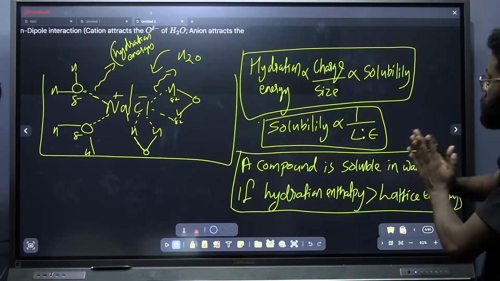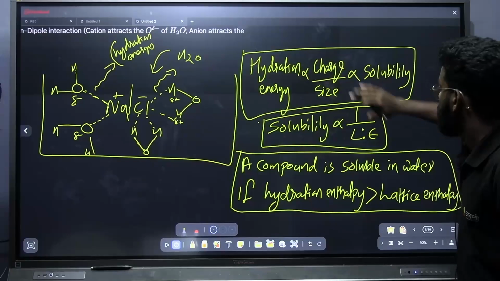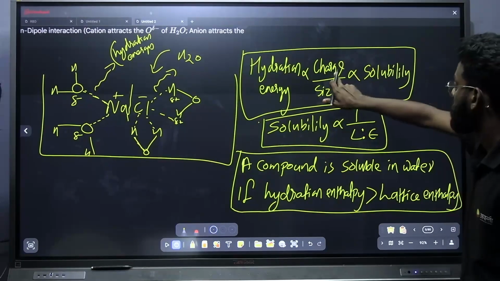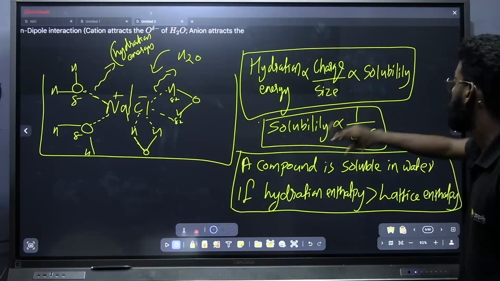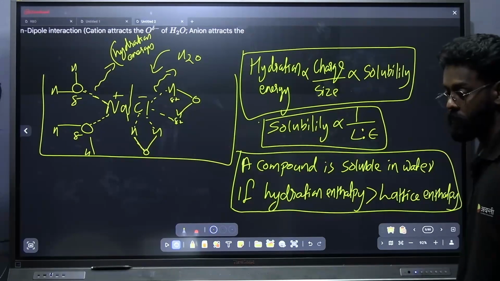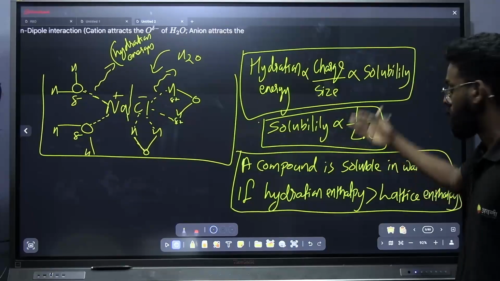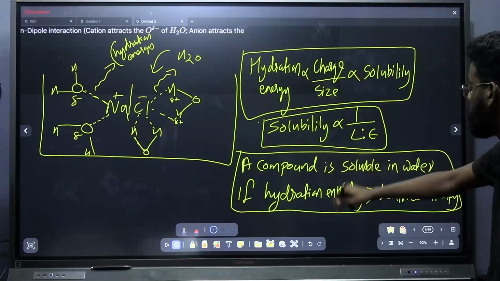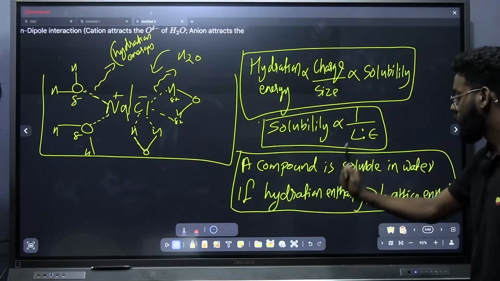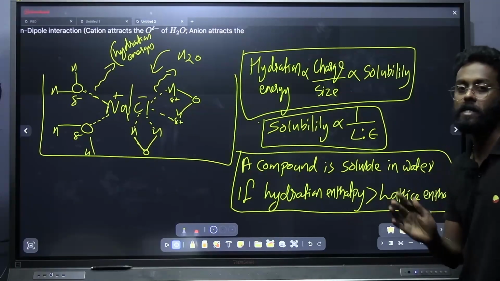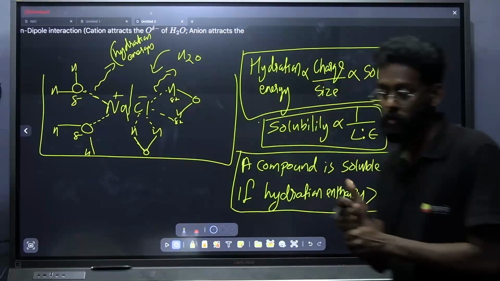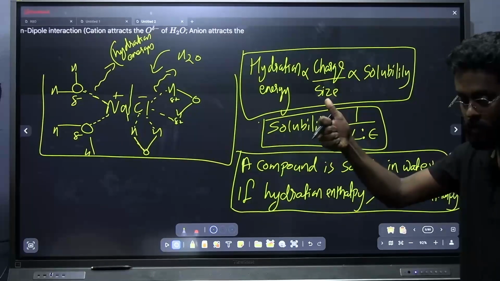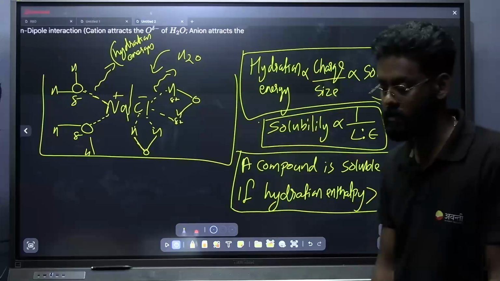you will get a confusion that hydration energy and lattice energy both are directly proportional to charge and inversely proportional to size, and both are not matching with the solubility. So there will be a confusion at that time. That confusion can be cleared by understanding that a compound will be soluble if hydration energy is greater than lattice enthalpy. Understood? If you understood, give me a thumbs up or some reactions.